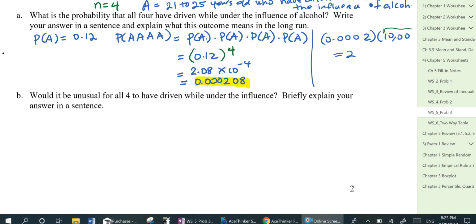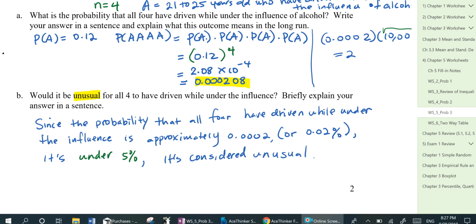Part B, would it be unusual for all 4 to have driven while under the influence of alcohol? Okay, think about unusual. We say unusual if events are under 5%. And in this case, 5% should be good to use here, because notice that 5% in decimal form is 0.05. This number here is definitely less than 5%. So therefore, yes, it is unusual to see all 4 have driven while under the influence of alcohol. Again, out of 10,000, approximately 2 of them are going to say they have driven while under the influence of alcohol, which is pretty low.